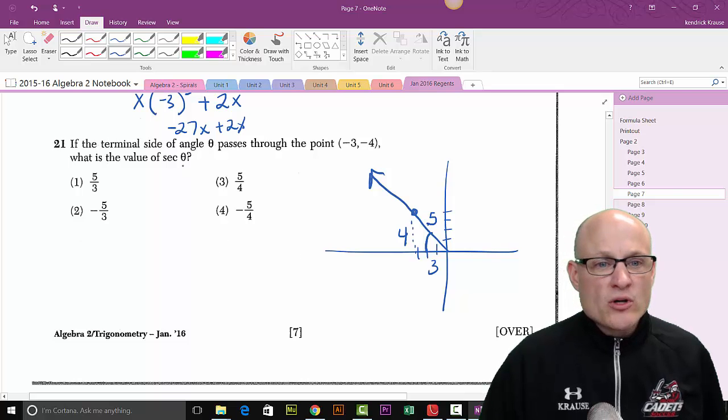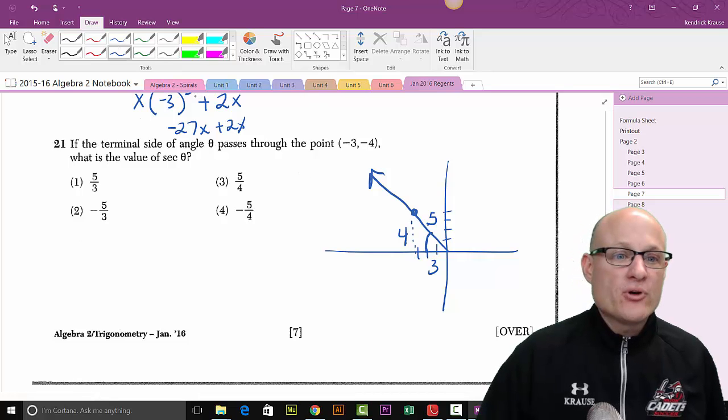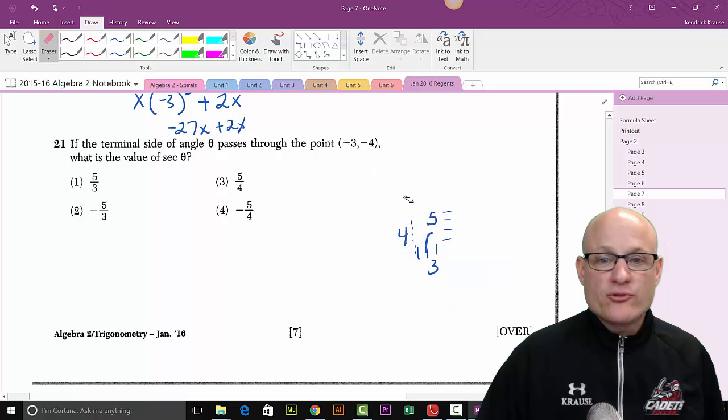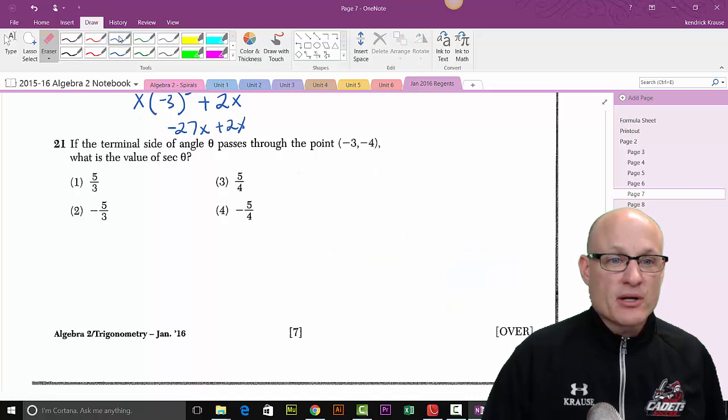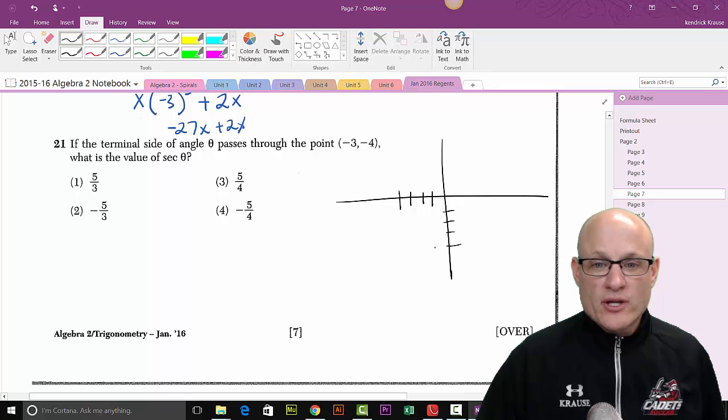Now, we're in the second quadrant. -3... Oh, I'm in the wrong quadrant. I said third. I don't know if I said second, but I meant to be in the third. Let's do this. -3, -4. So -3, -4 is right there.